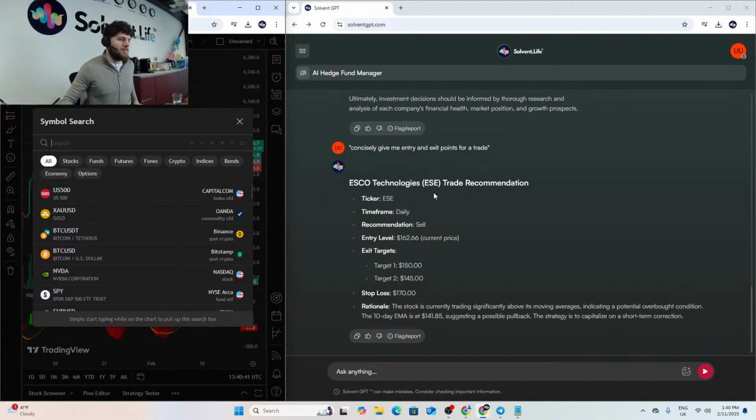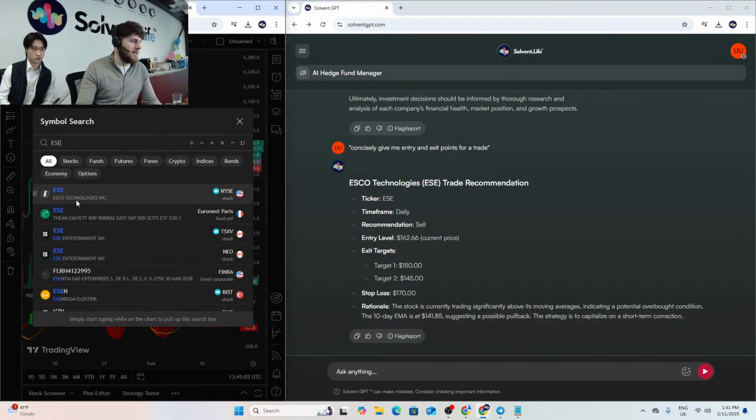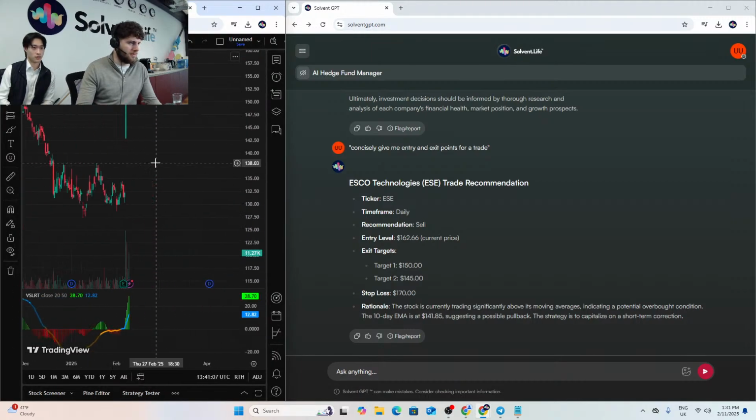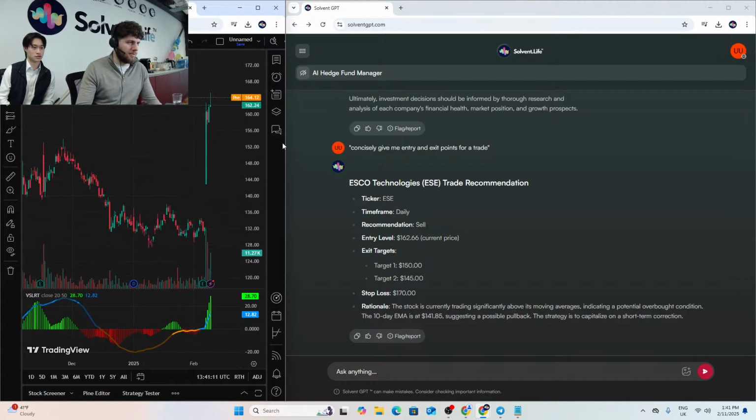So what we have here, ESE, we have a daily, the time frame over a 1 day period. It's recommended we take a sell. Our entry level is 162.66, the current price, and then we have two exit targets, one at 150, one at 140. Fantastic. So let's search up this stock. Yeah, see ESCO Technologies. Wow, that is quite a significant jump upwards.